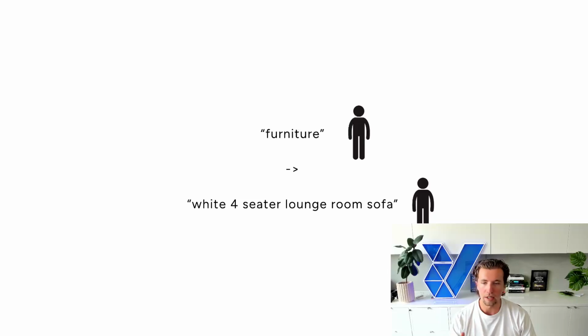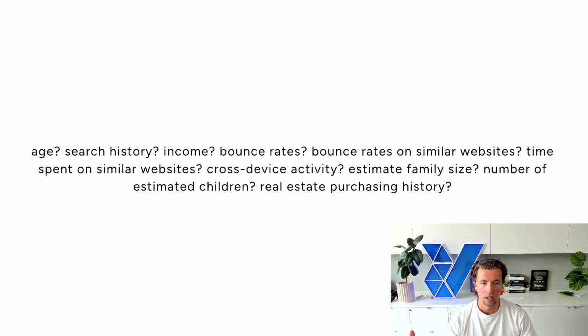So let me relate this back to this example and show you what this actually means within the context of a campaign. One user searching for furniture, the other searching for the white 4-seater lounge room sofa. 2 years ago, you would have gone, let's remove this and let's just bid on this. This is going to give us the highest ROI. It's going to give us the highest quality traffic. But what it doesn't take into consideration is the actual individual person outside of the search. Google has all this data on these users.